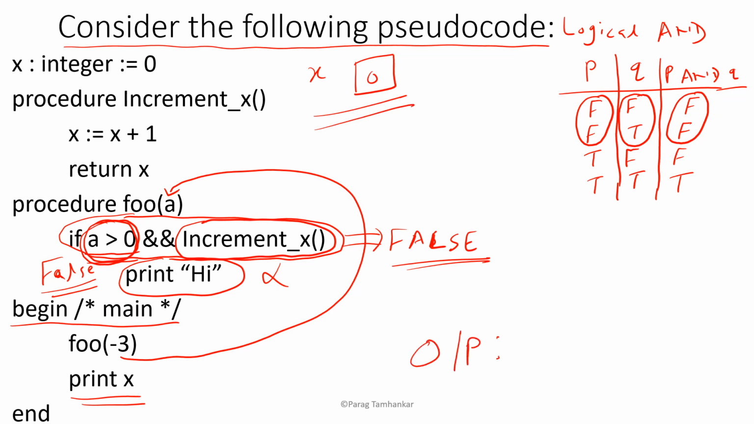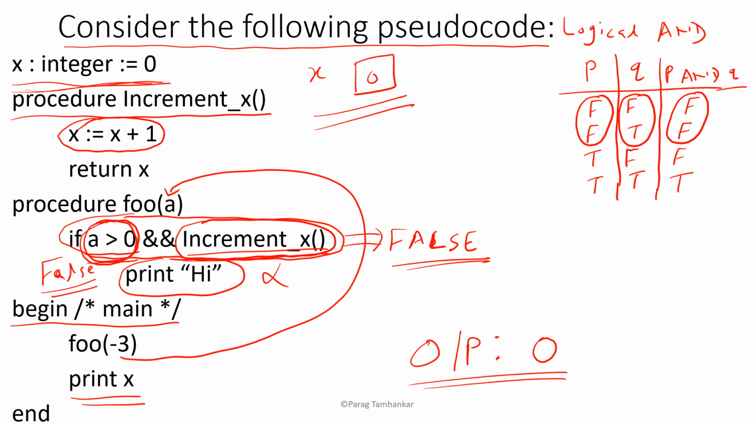So due to short circuit evaluation, the output of this program will be 0, because this increment x function never gets executed, and since this function doesn't get executed, we don't get chance to increment the value of x by 1. Hence x retains its original value, which is 0. Hence the output is 0, right?